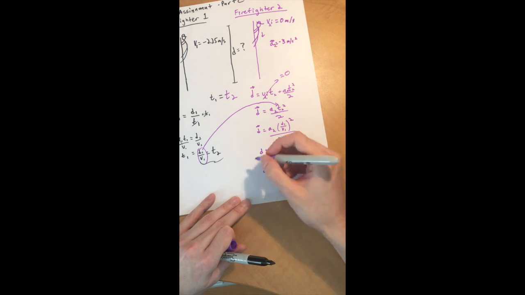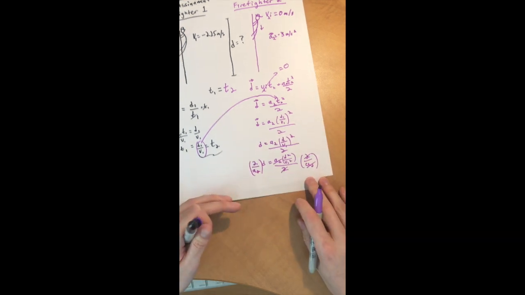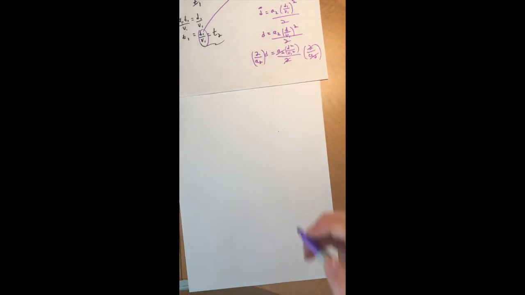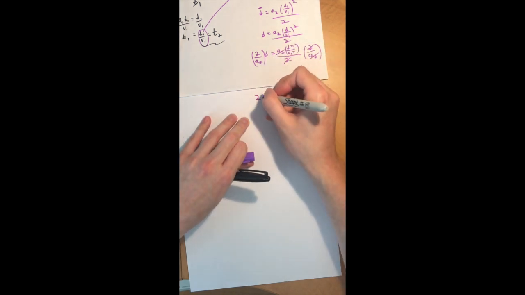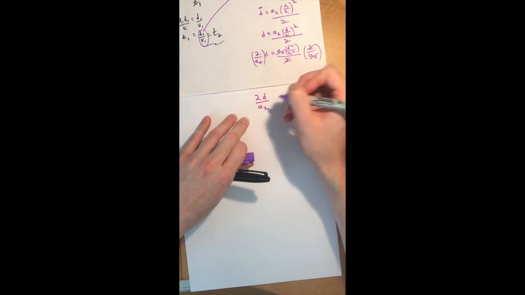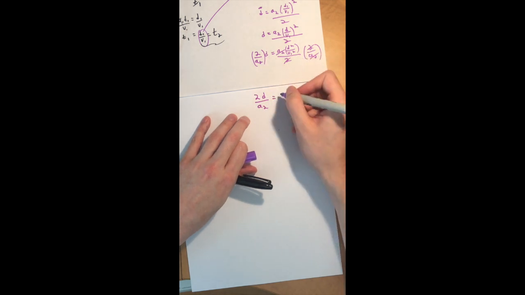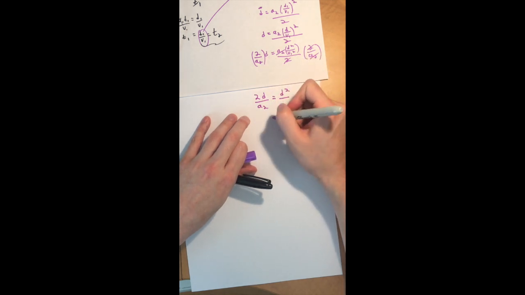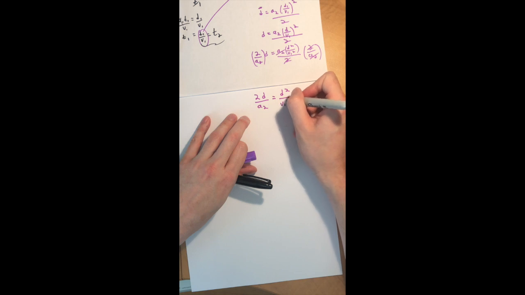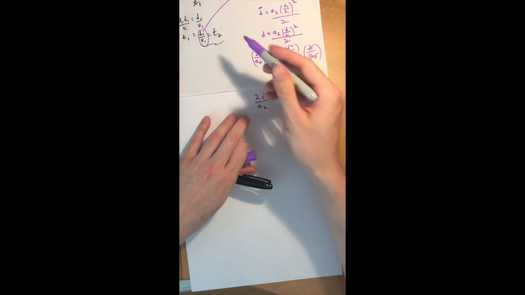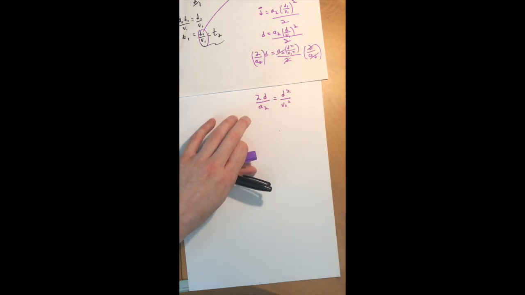Just make sure you do that over here too. Okay, let's just go ahead and simplify this a bit here. We've got 2 times D over A2. Okay, that's just multiplying the 2 in there, is equal to D squared over V1 squared. That's all that's left over here. V1 being the velocity, or the speed, of the first firefighter.